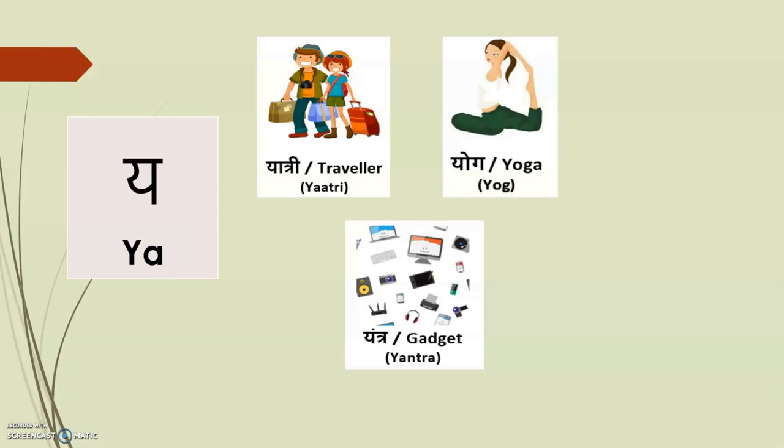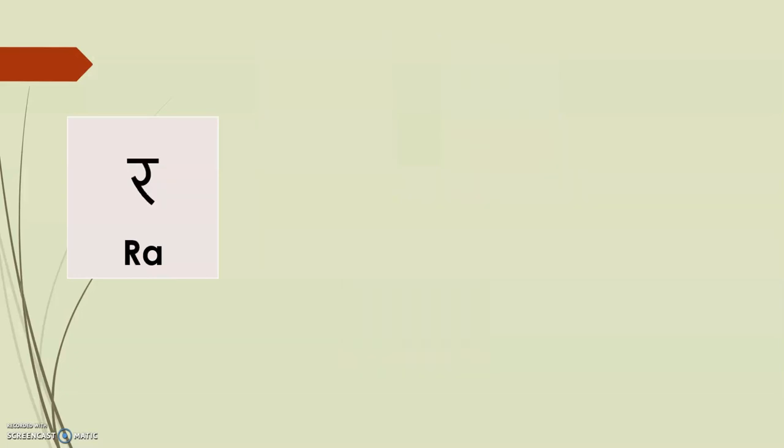So, in the first picture, we can see a traveler, which is called Yatri. A traveler in Hindi is called Yatri. In the second picture, we can see a lady doing yoga. Yoga in Hindi is called Yog. And in the third picture, we can see a gadget. Gadget in Hindi is called Yantra. So, all these three objects begin with the letter Y. Now let's go to the next letter.